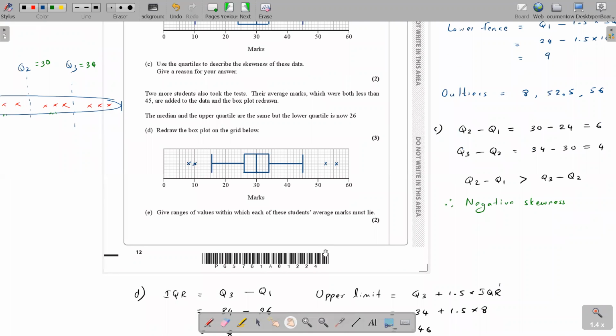Okay. So this is the box plot. So this is the new box plot with the changed mean. Sorry, with the changed lower quartile. So the lower quartile changed. So this is the new box plot.